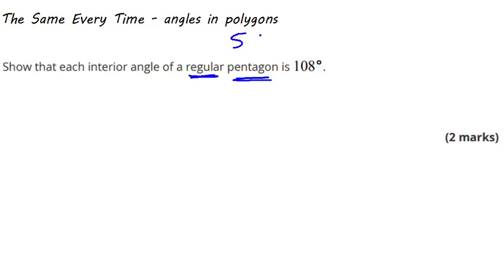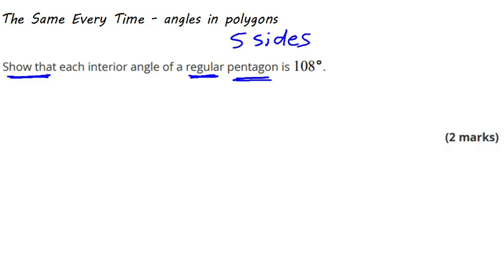So pentagon means we have 5 sides. Look, they're not telling us that in the question, are they? So 5 sides. And the other thing I need to draw your attention to in this question as well is that this is a show that question. Now, in a show that question, essentially, they are telling us the answer. They're telling us the answer is 108 degrees. So they're not looking for us to find the answer. We already know what it is.